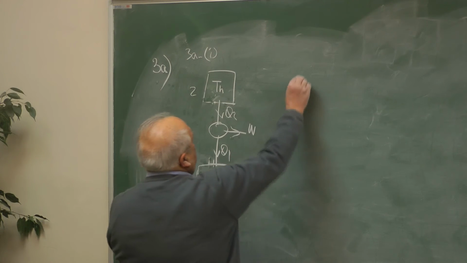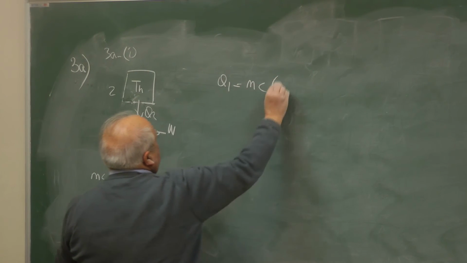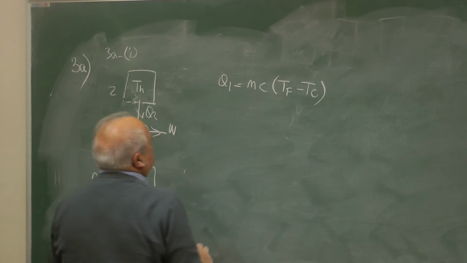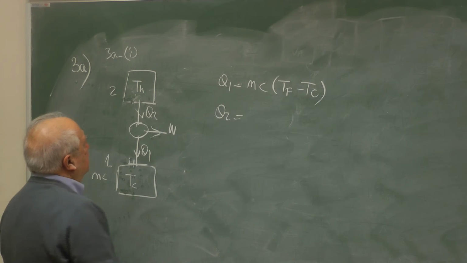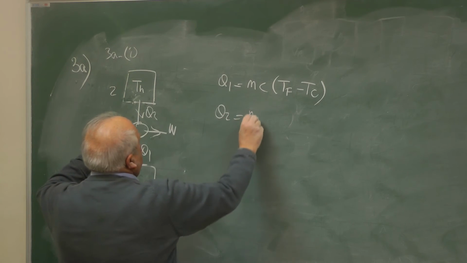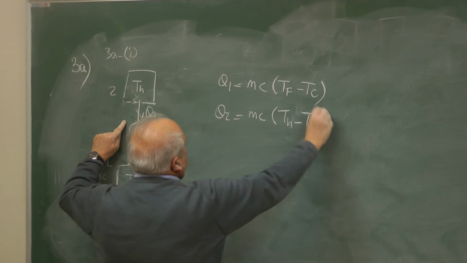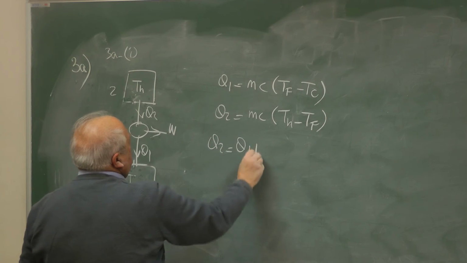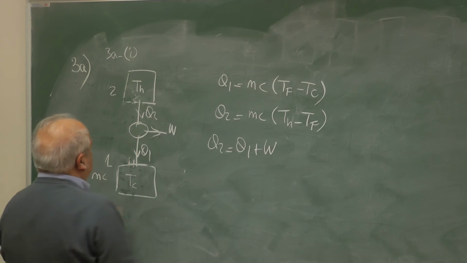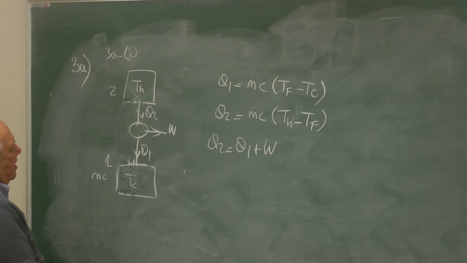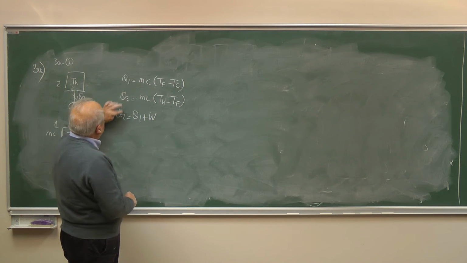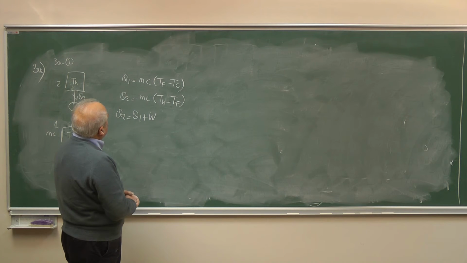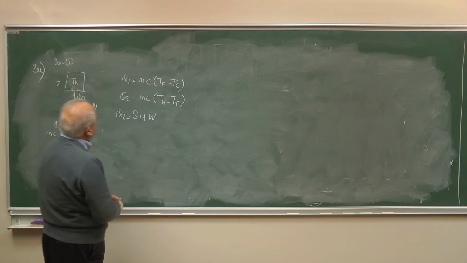So Q1 is equal to MC (TF minus TC). And Q2, the heat given off, is MC (TH minus TF), and Q2 is equal to Q1 plus W. That's the conservation of energy. But you see, TF is not known now. We have three equations, but TF is not known, W is not known.